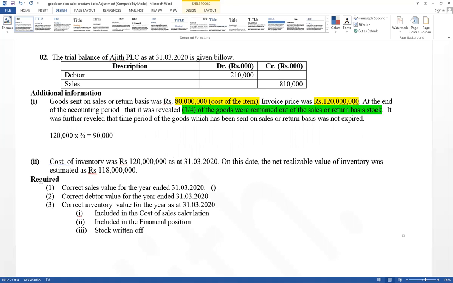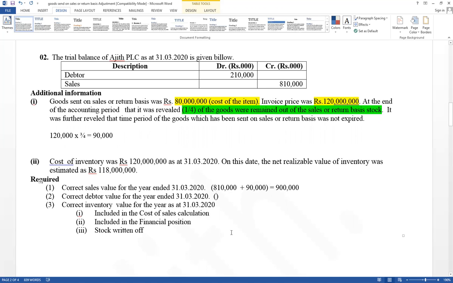Therefore, sales available in the trial balance 810,000, then plus 90,000. Not remove now. Reason: it has not been recorded but is sales. Therefore, the correct sales value equals rupees 900,000. And it affects debtors also. Effect for debtors: increase. Debtors account debit, sales account credit, should be recorded as a credit sale.